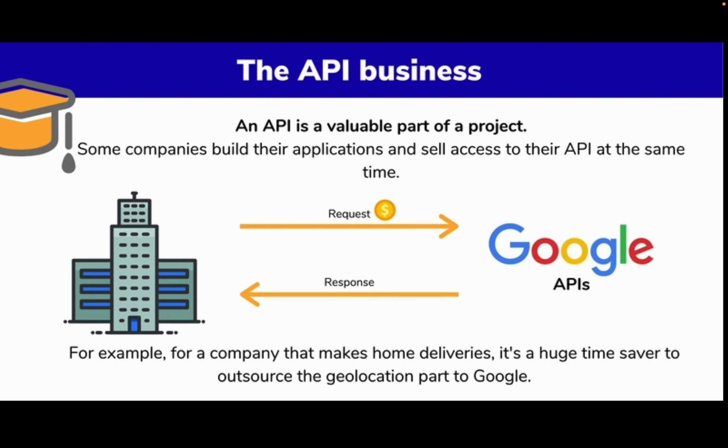Now the API business. An API is a valuable part of a project. Some companies build their applications and sell access to their APIs at the same time. Here we have an organization which is requesting Google APIs, and then Google APIs respond back. This is an example of a company that makes home deliveries. It's a huge time saver to outsource the geolocation part to Google.